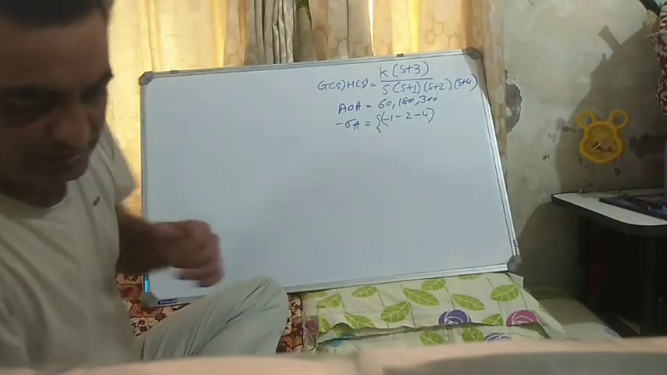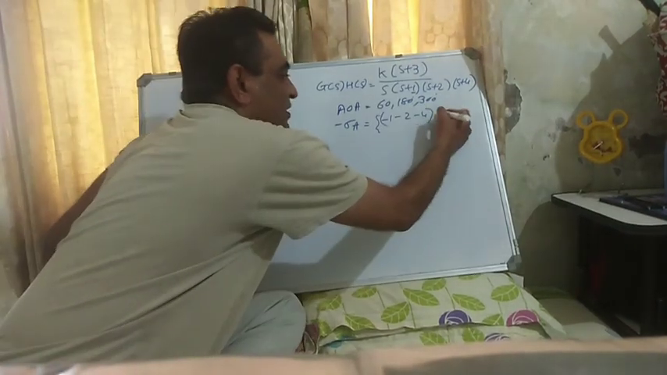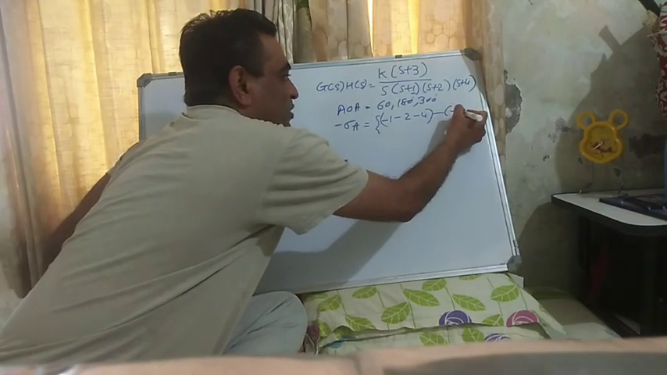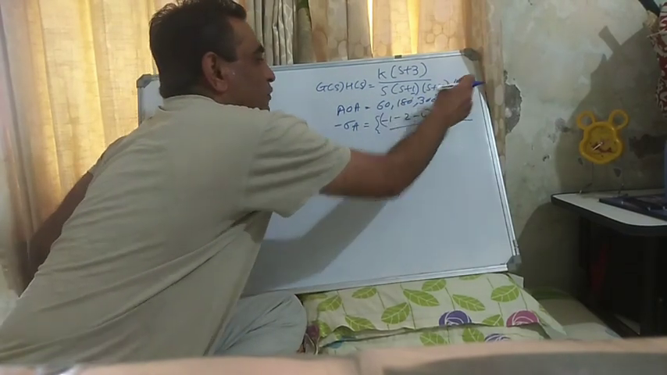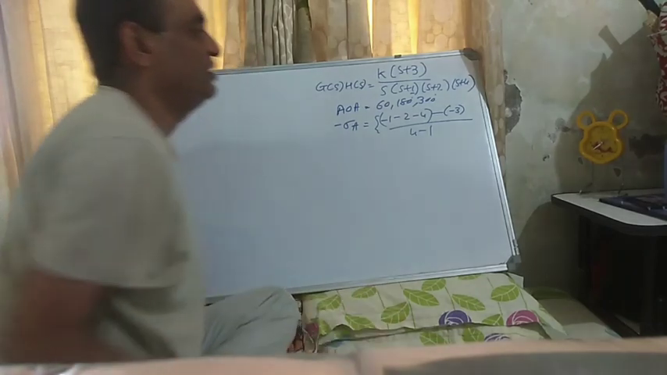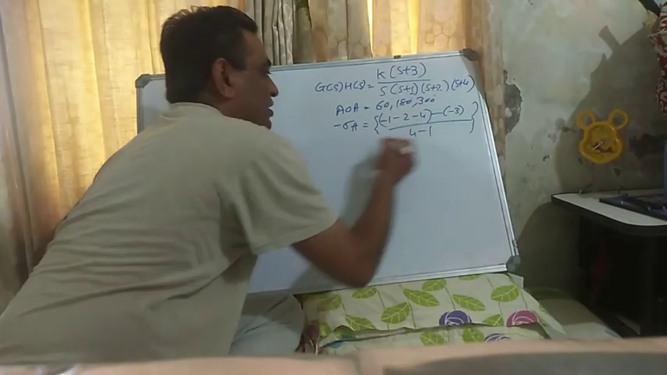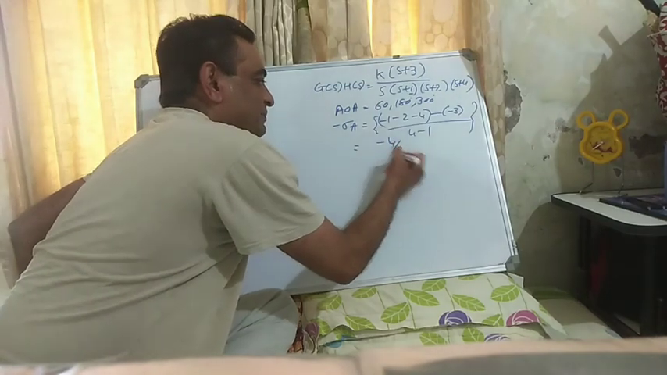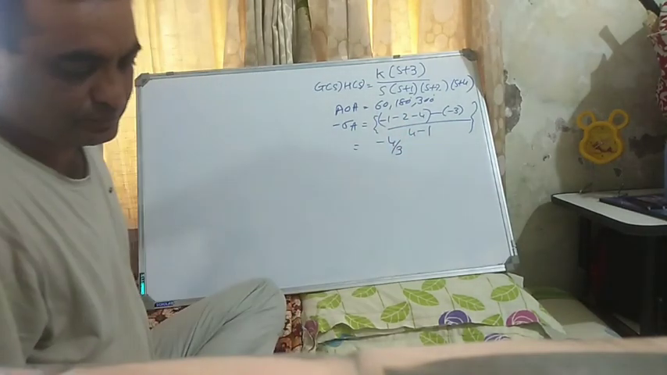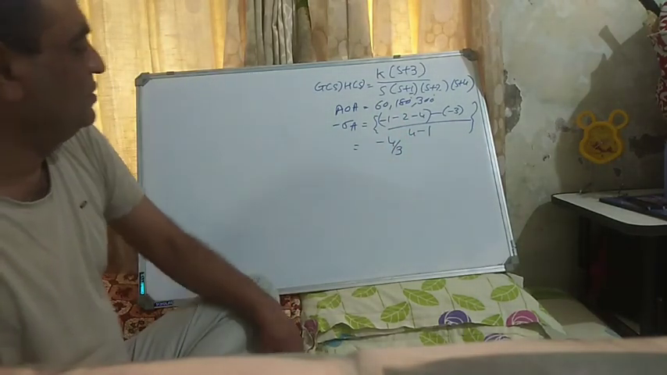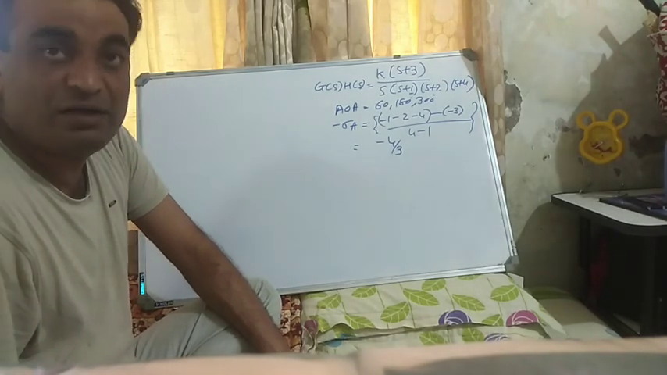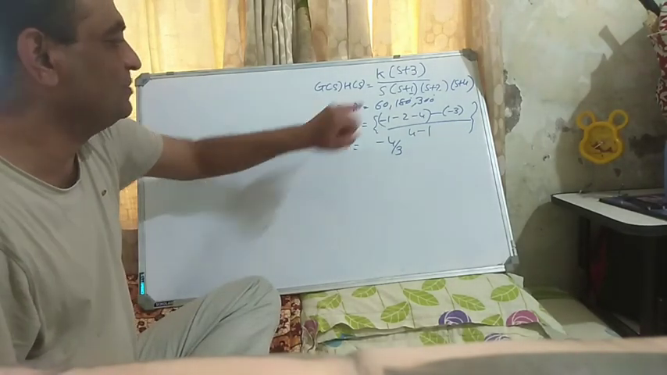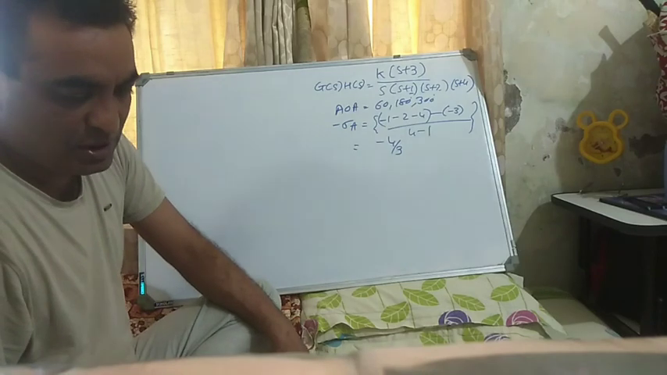And let us calculate the centroid, which is given by minus the sum of the real parts of the poles, minus the sum of the real parts of the zeros, upon the number of poles minus the number of zeros: minus 1, minus 2, minus 4, with 4 poles and 1 zero. So actually you will get minus 4 by 3. So this is the angle of asymptotes and the centroid.